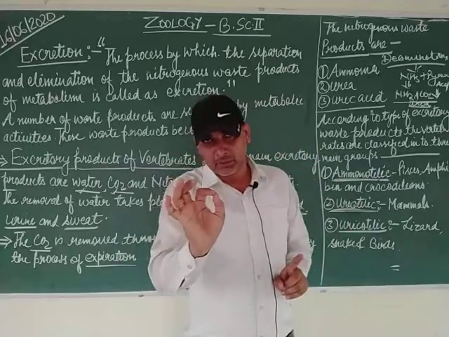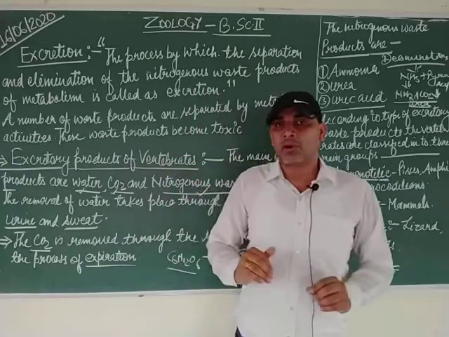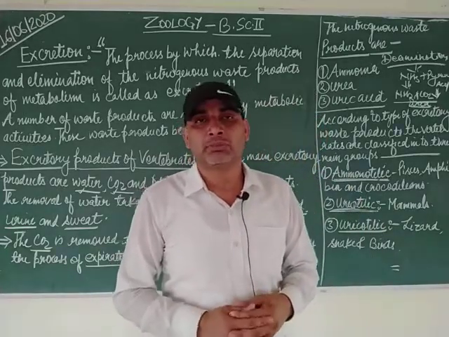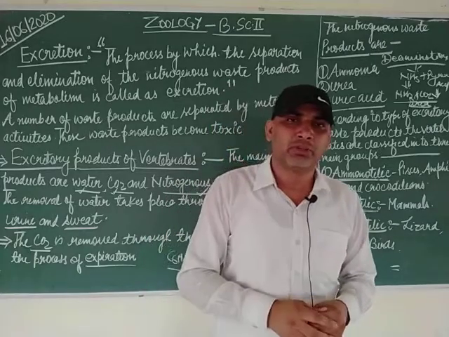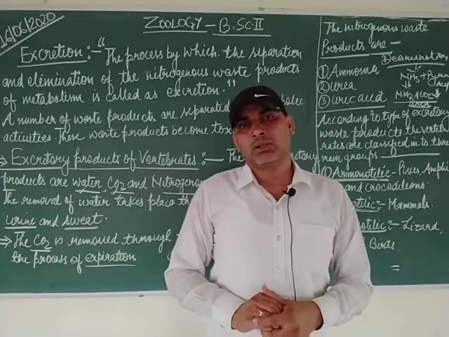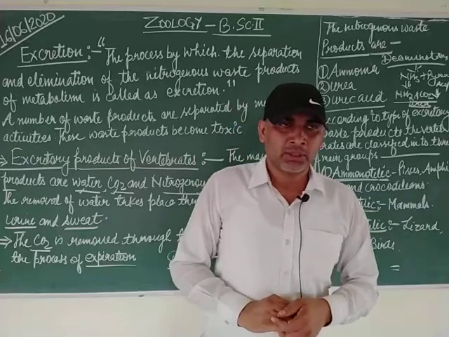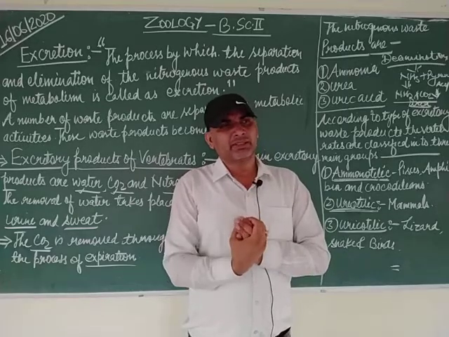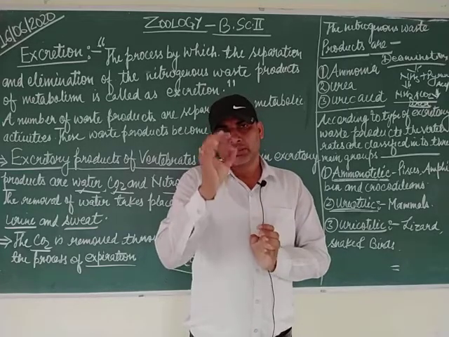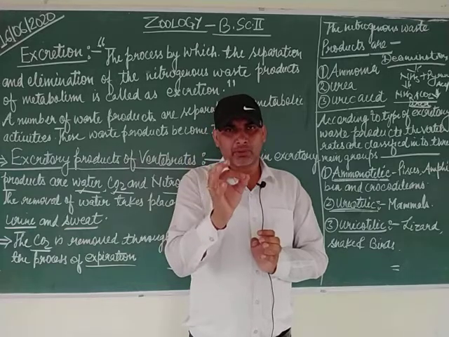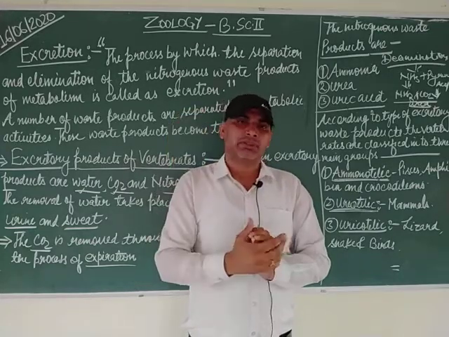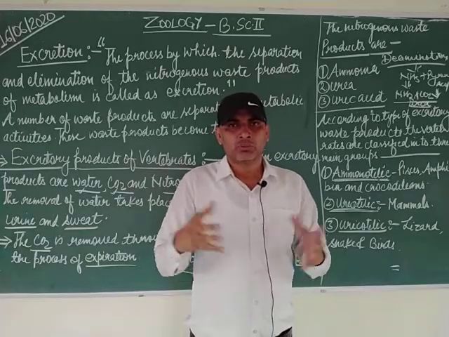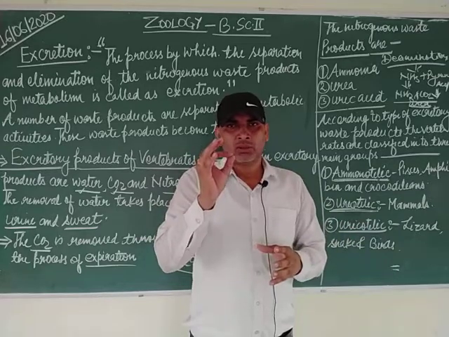Today's topic is particularly what excretion is, the excretory products of vertebrates, what the channel for their removal is, and after that the classification on the basis of the types of excretory products, that is the three groups: ammonotelic, ureotelic and uricotelic. As mentioned, excretion is very important for the removal of these kinds of toxic substances and for survival.